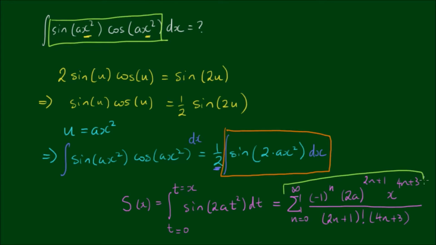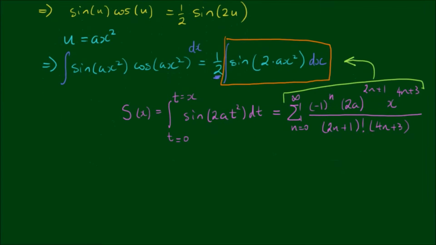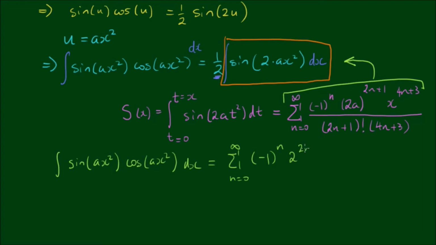But if we finish off by substituting this now for the integral, we can express the integral of sine of ax squared by cosine of ax squared with respect to x equals the sum from n equals 0 to infinity of -1 to the power of n, 2 to the power of 2n, a to the power of 2n plus 1, x to the 4n plus 3, divided by 2n plus 1 factorial by 4n plus 3.